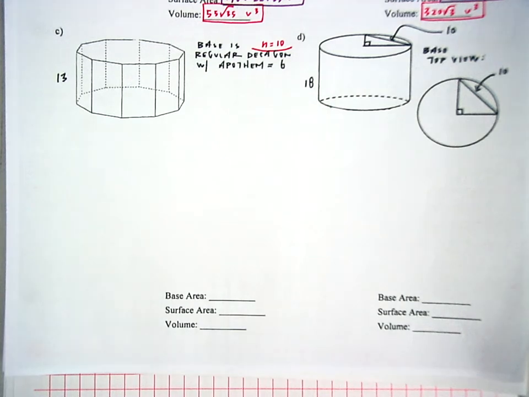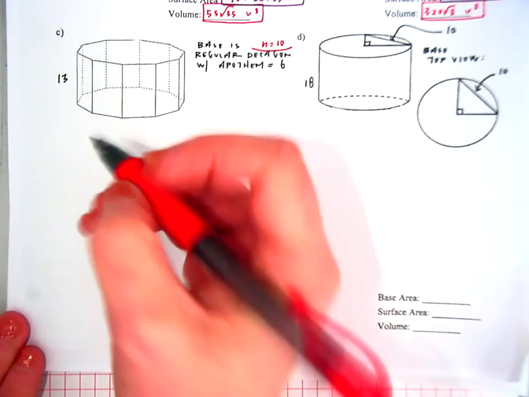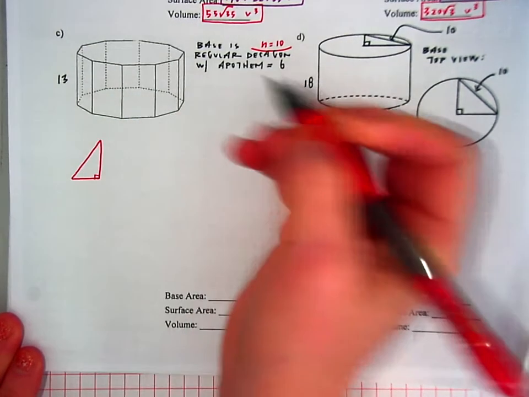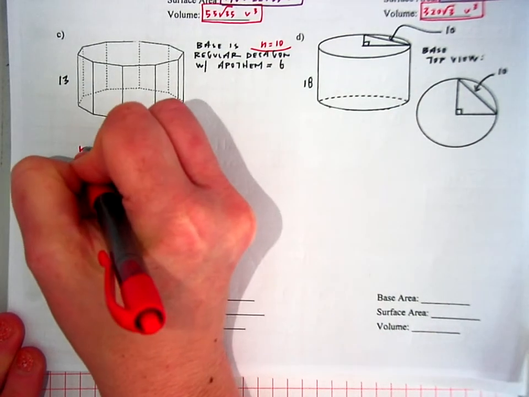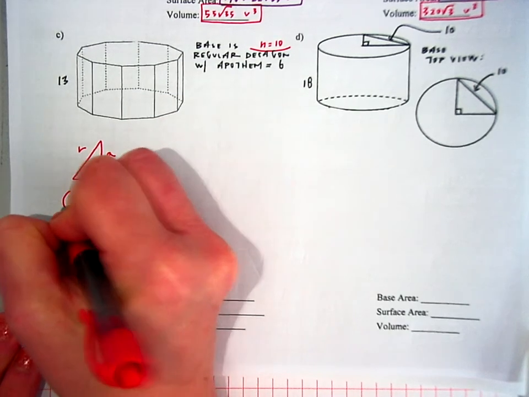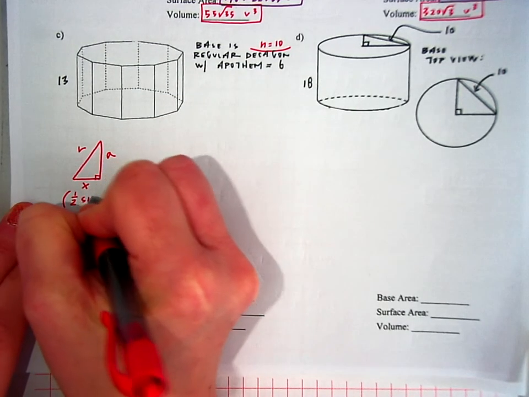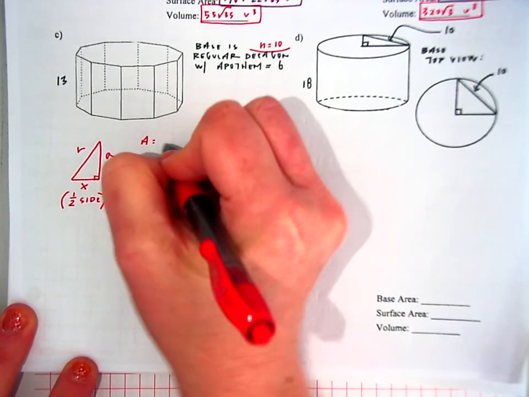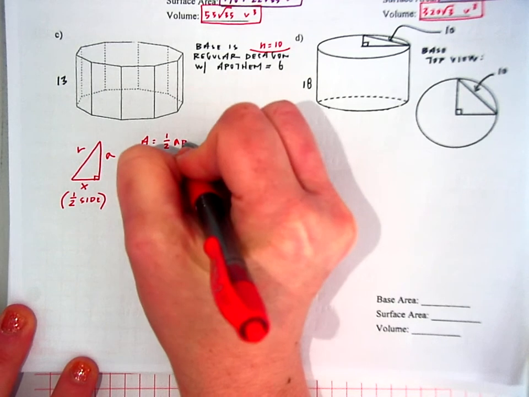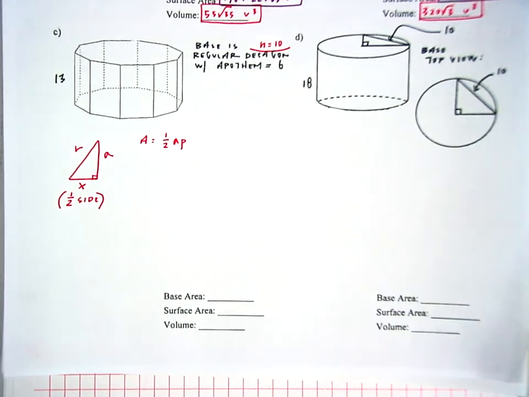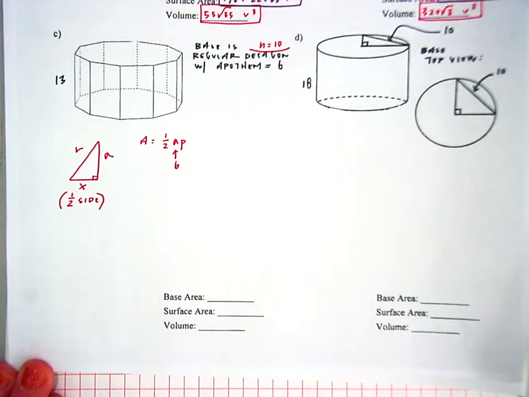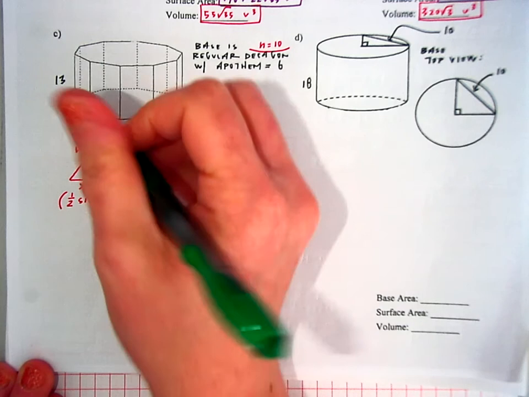So here I know that, again, base shape is a regular decagon, 10-sided figure. So I know that I'm going to be using here this right triangle, where this is my apothem, this is my radius, and this is x, and x is half of a side. Okay, and I know that ultimately area will be 1/2 the apothem times the perimeter of my figure. I know my apothem is 6. That part is already given to me. Okay, so apothem is 6. Let me go ahead and label that as 6 right here.